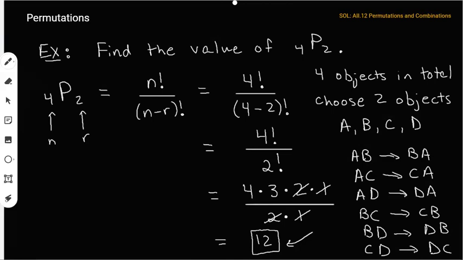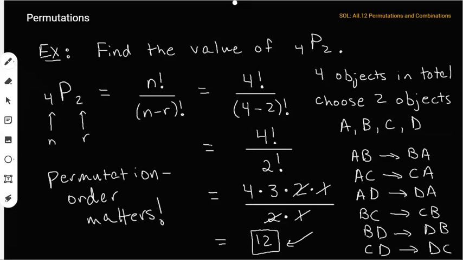So I hope this video has been helpful. When you consider permutations, what you really want to do is consider a situation where order does matter, because in a permutation, order does matter. And you want to know what your total number is, and you want to know what your choosing number is. And then once you have that, you can put it in the permutation formula.